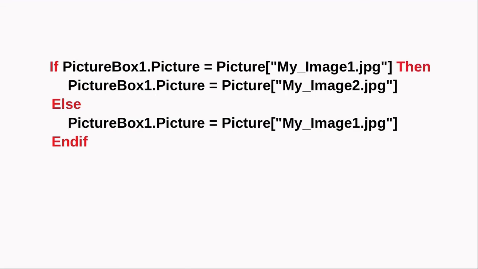Here, the conditional code block assesses the current state of the picture box, and if image 1 is the current image, then the picture box's picture property is set to image 2. Else, the currently displayed image is already image 2, and the picture box property is reset to image 1. This has the effect of toggling the two images when the image within the picture box is double-clicked by a user.